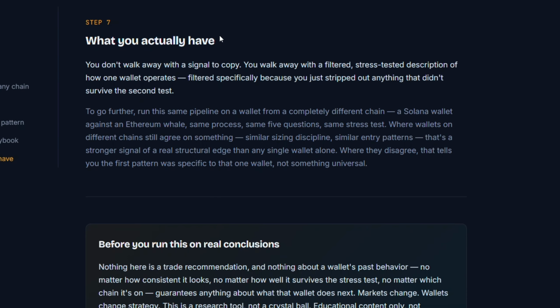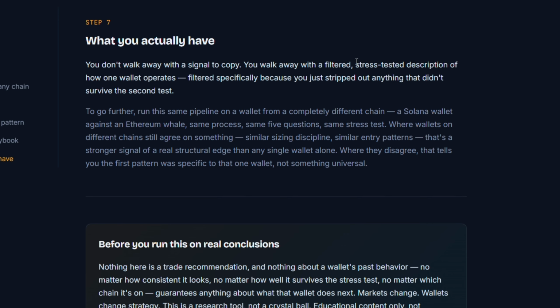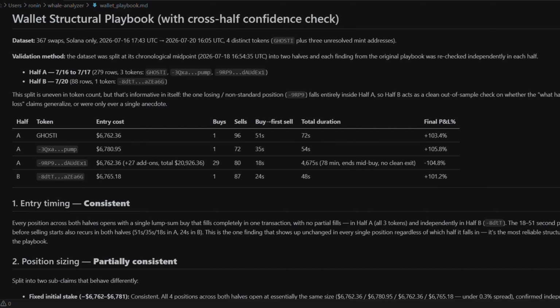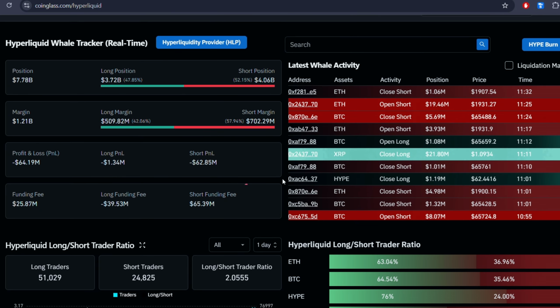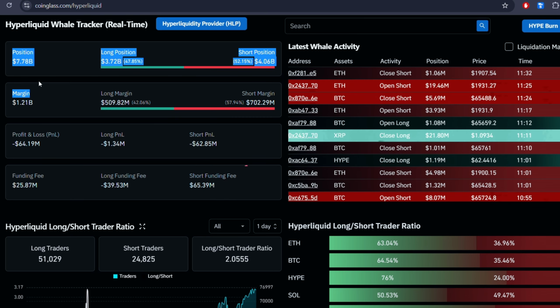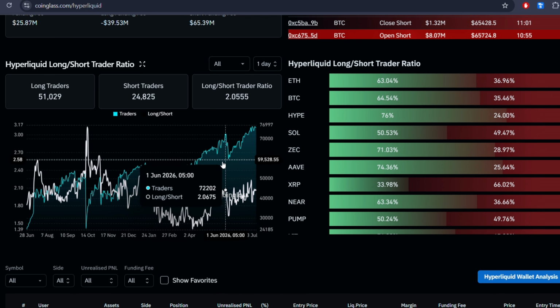So step 7, what do you actually walk away with here? You don't walk away with a signal to copy. You walk away with a filtered, stress-tested description of how one wallet operates. Filtered specifically because you just stripped out anything that didn't survive the second test. That was the whole point of doing this the hard way instead of the fast way. This was never about finding a trade to mirror blindly. It's about understanding, from real data, instead of a leaderboard screenshot, what discipline, sizing, and entry timing genuinely look like when you can actually see them.